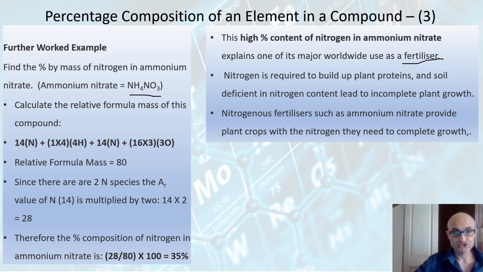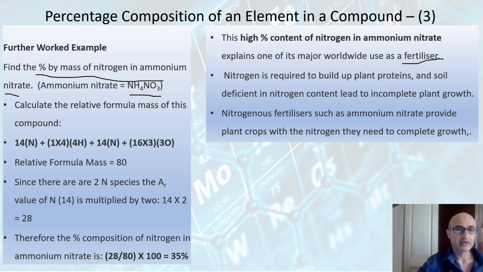A typical question, directly related to its use as a fertilizer, is to find the percent by mass of nitrogen in ammonium nitrate. For those of you who don't study biology, nitrogen is an extremely important element when it comes to plants making their own plant protein. A lack of nitrogen content in the soil will lead to stunted, delayed, or reduced plant growth. Eventually the plant would even die as a result of not being able to synthesize its own plant proteins.